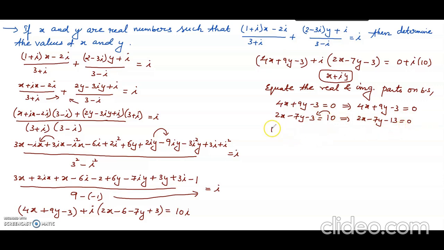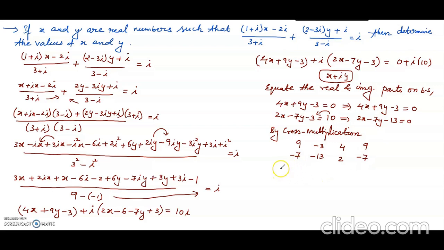Now using cross multiplication method we will find x and y. By cross multiplication method, this is the simple method when compared to the elimination method. For cross multiplication, first we need to take the coefficients of y. So 9 from first equation, minus 7 from second equation. Then the constant terms minus 3 from first equation, minus 13. Then the coefficients of x, 4 from first equation, 2 from second equation. Again you repeat the coefficients of y.